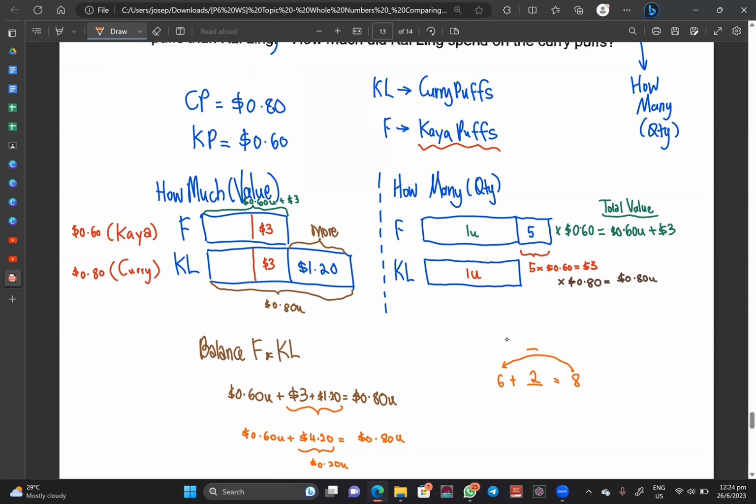You may not do 8 minus 6 over here, but what you know for sure is that the process has to be like this arrow, right? It has to be 80 cents units minus 60 cents units, and that gives me 20 cents units. And we can see that 20 cents units is actually close to how much? $4.20.